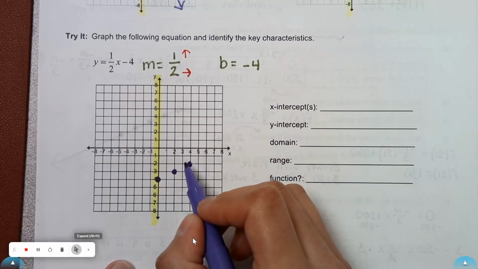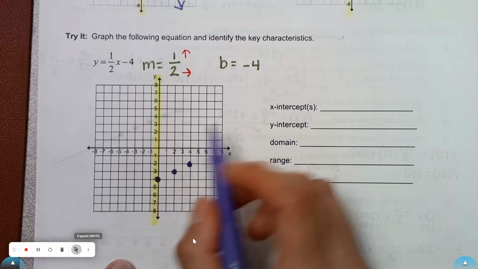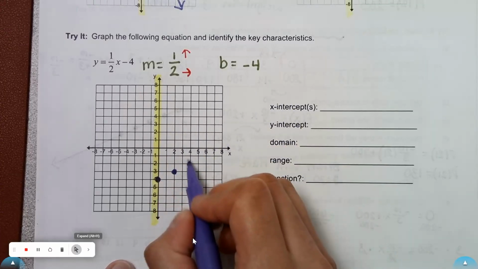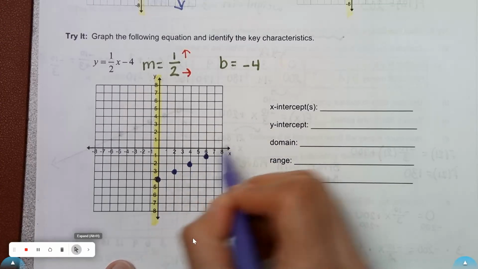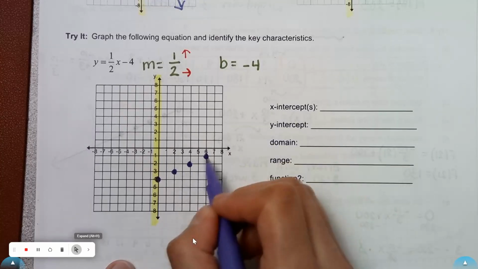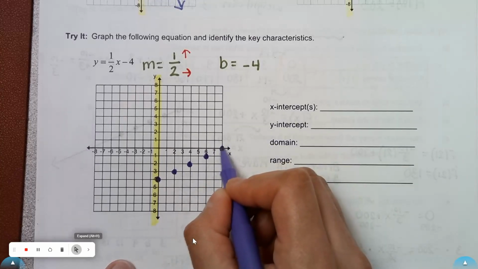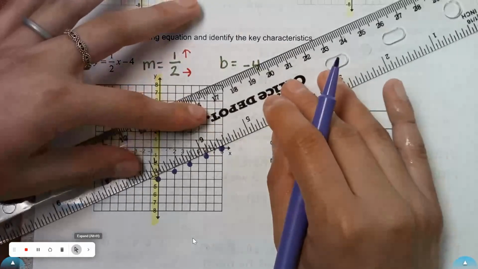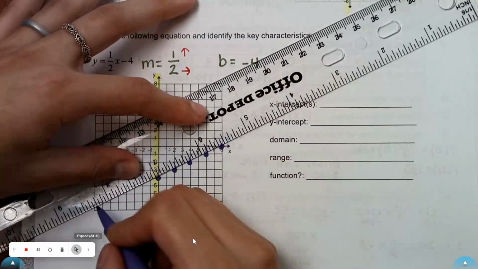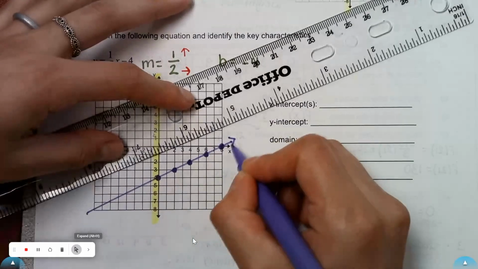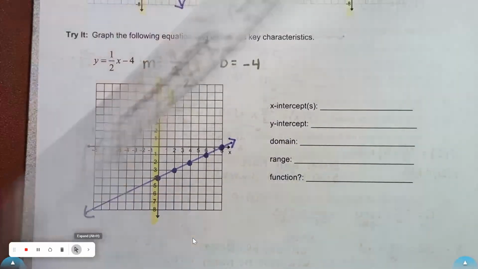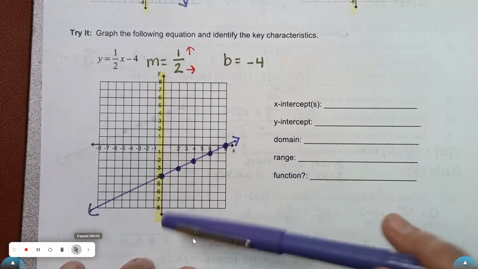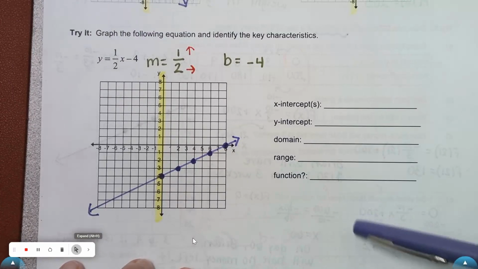Technically, we only need 3 dots, but I'm going to keep going because eventually I want to know where my x-intercept is. It'll be easier if I just keep going so it's clear for me what my intercept is. So then up 1 and over 2. Then with my ruler, I'm going to connect them. And I have my line. That's part 1. The second part is now identifying my key characteristics.